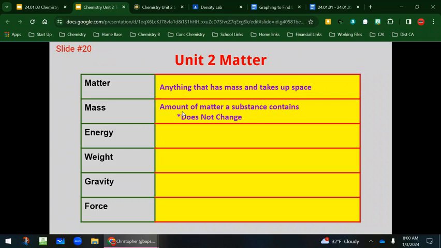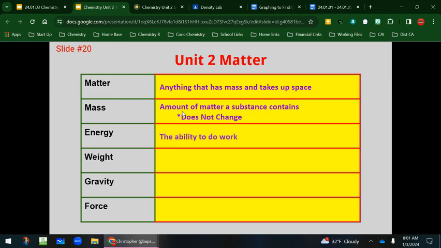Now, the hard part about that is people think of living things. Well, aren't we matter, Mr. Wren? Yes, we are matter. Well, doesn't our mass change? Yes, because you're a growing living being. You take in energy. You take in food. You convert that into matter in your body. That causes you to gain or lose weight depending on what's going on with you.